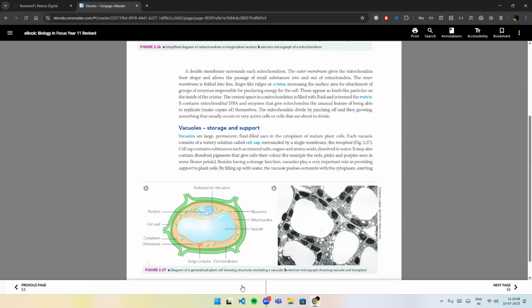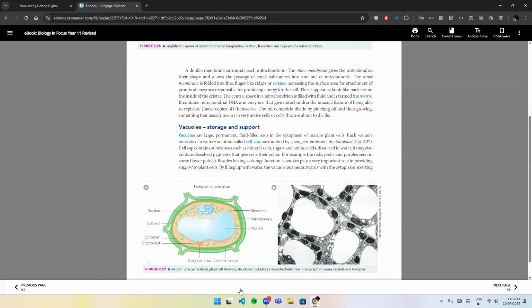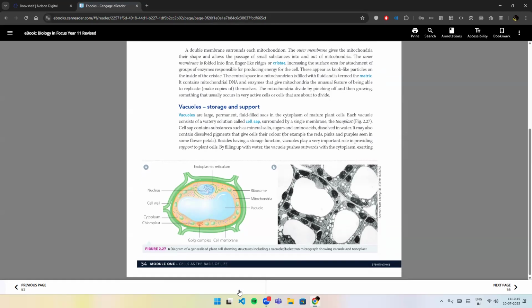These appear as knob-like materials on the inside of the cristae. The central space in a mitochondrion is filled with fluid and is termed the matrix. It contains mitochondrial DNA and enzymes that give mitochondria the unusual feature of being able to replicate themselves.